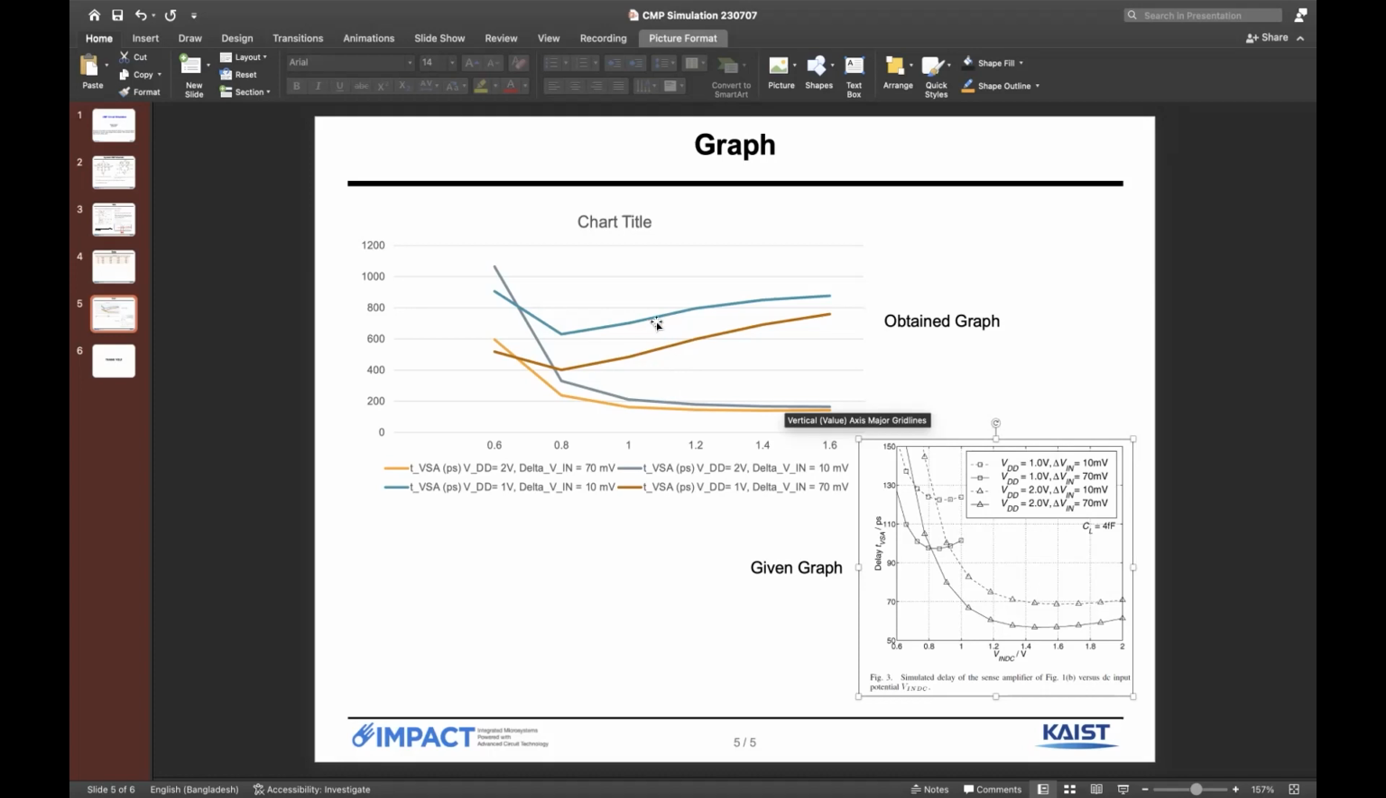But in these two, VDD is 1 volt. So once we exceed 1 volt, we see the graph starts to increase. This is a similar trend to what we see in this graph as well. So yeah, that's the presentation. Thank you so much.